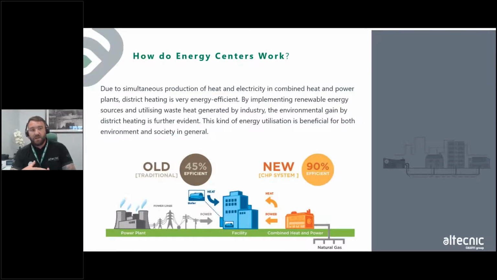So there's an awful lot of talk now about low carbon and zero carbon and how we're going to start to reduce our emissions over time. And there's a big driver towards the way that we generate whether it be our heat or whether it be our power, or whether we do that simultaneously. So if you look, an old traditional system maybe runs at say 45% efficiency.